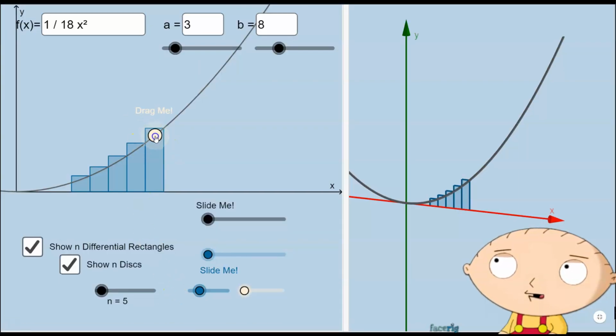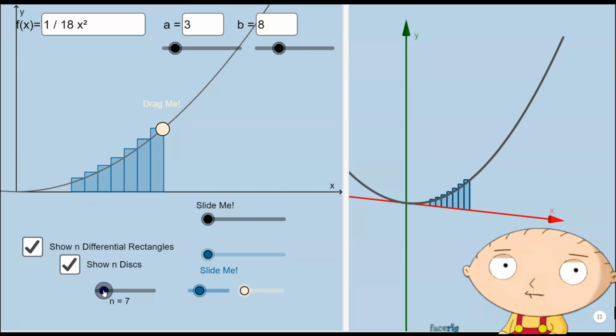Okay, here's an animation on GeoGebra demonstrating what we were just talking about. So I've got this function here, 1/18 x squared, and here's my a value, which I just made 3, and my b value I made 9. Now, we know from our earlier work with Riemann sums that we can subdivide this area into an infinite number of rectangles so that they fit the curve. And that's how we get the area beneath that curve.